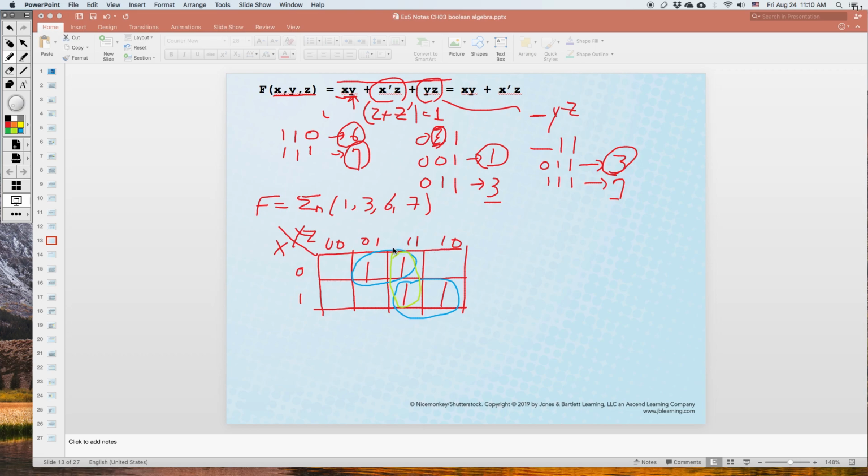For this first group, the expression is: x is not changing, so x not, and between the two, y changes but z remains. For this one, x with a value of 1 is not changing, but between two adjacent ones, y is 1 and not changing, z changes. So the simplified expression is x not z plus xy. So you have the conclusion here.